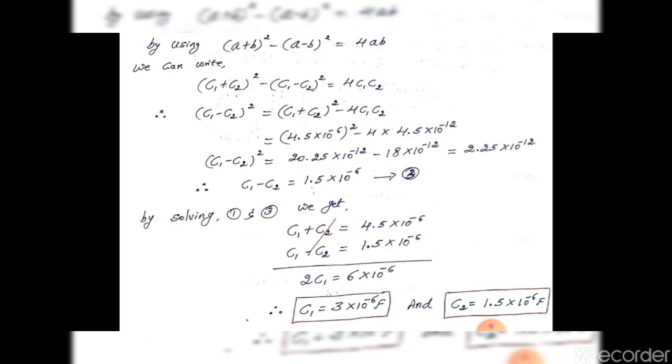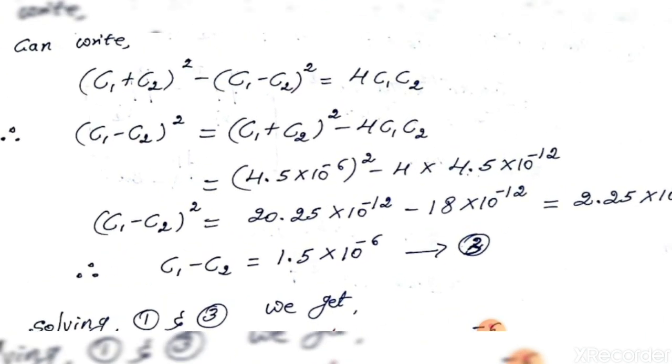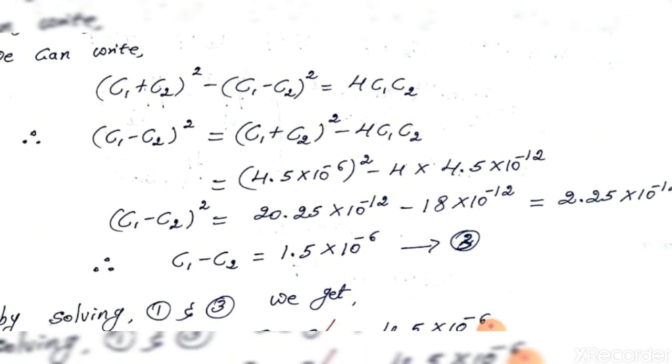The same way, we can try for C1 plus C2 whole square minus C1 minus C2 whole square. Like how we did for A plus B and A minus B, you will get 4C1 C2. Take the C1 minus C2 whole square to the right hand side and 4C1 C2 to the left hand side. Interchange the terms and you will get the next step. We have the C1 plus C2 value, which is 4.5 into 10 power minus 6, and we found the C1 into C2 value also. Substitute it.